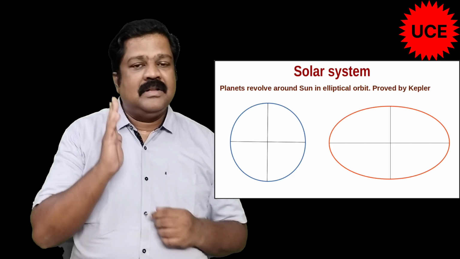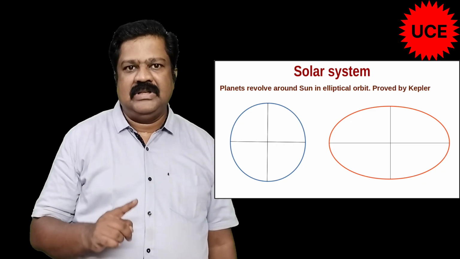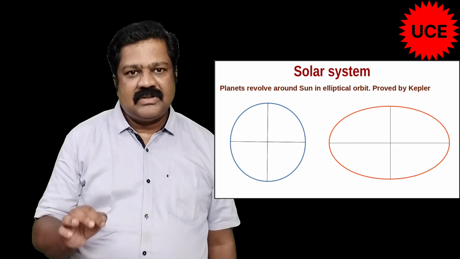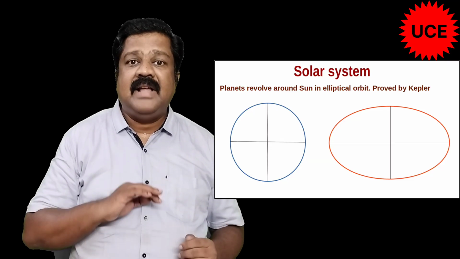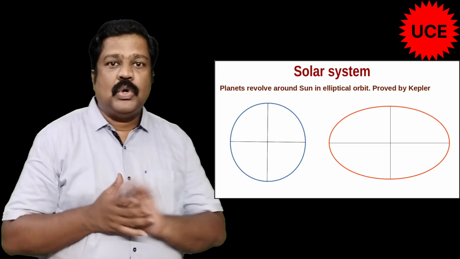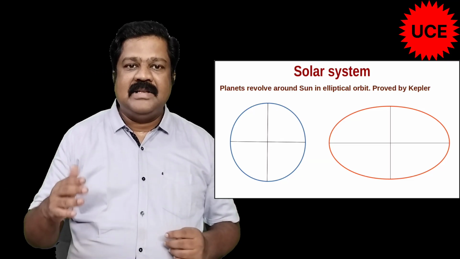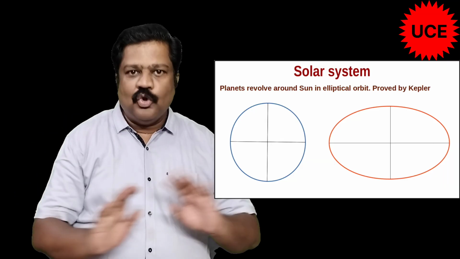Please keep in mind that there are no tracks in the solar system. If at all tracks are there, they are invisible. Okay. So it is not that some path is there and planets are rolling on that. No.